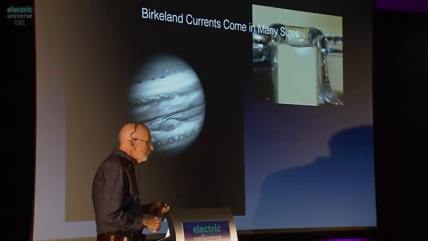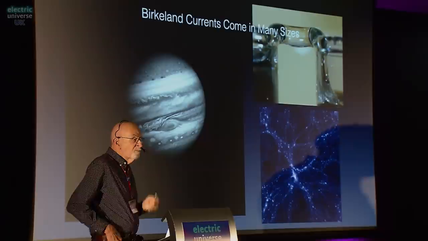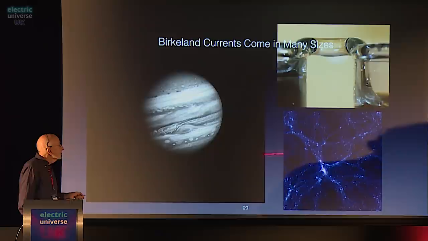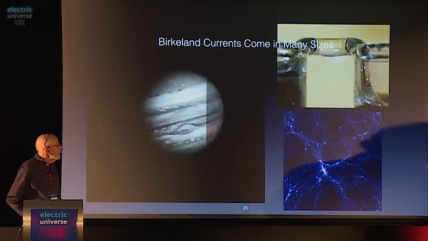But the point on this is just that Birkeland currents come in all sorts of shapes and sizes, from very small to intermediate to monstrous. And with that, there's your counter-rotating cloud belts.